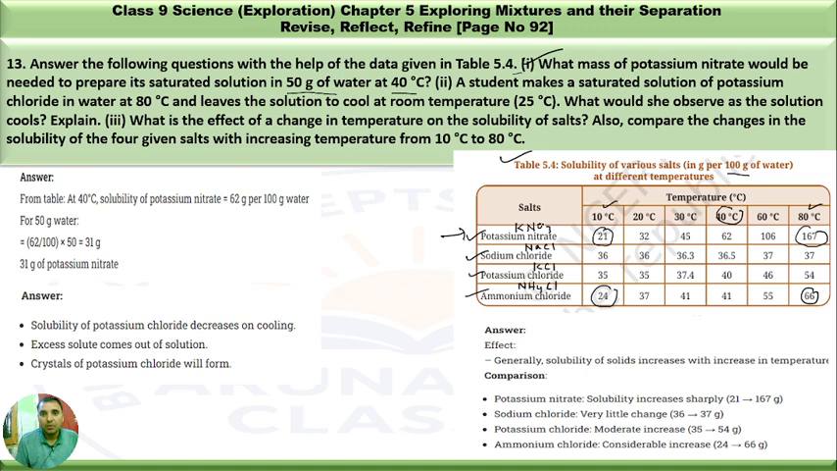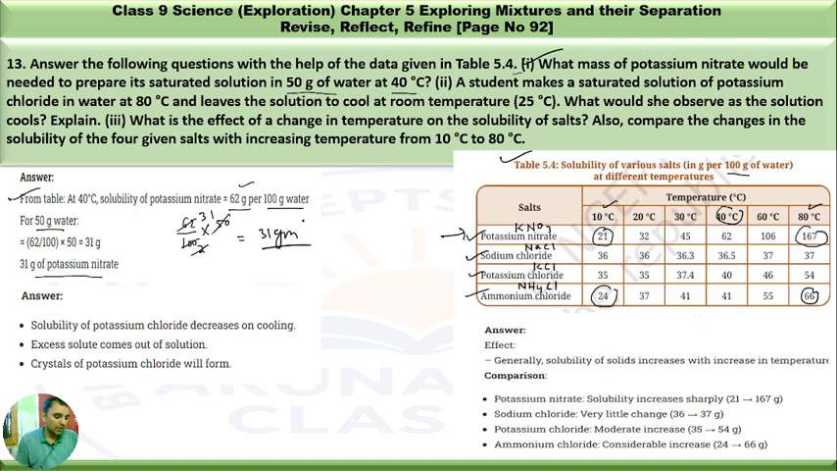So for potassium nitrate, for 100 gram of water the solubility at 40 degrees Celsius is 62 gram. But as per the question they are asking for only 50 gram of water, so definitely the salt amount will become half. So it is 62 gram per 100 gram of water, 62 divided by 100 multiplied by 50 gram of water. So it is 31 gram. 31 gram of potassium nitrate will be needed to make a saturated solution in 50 gram of water.